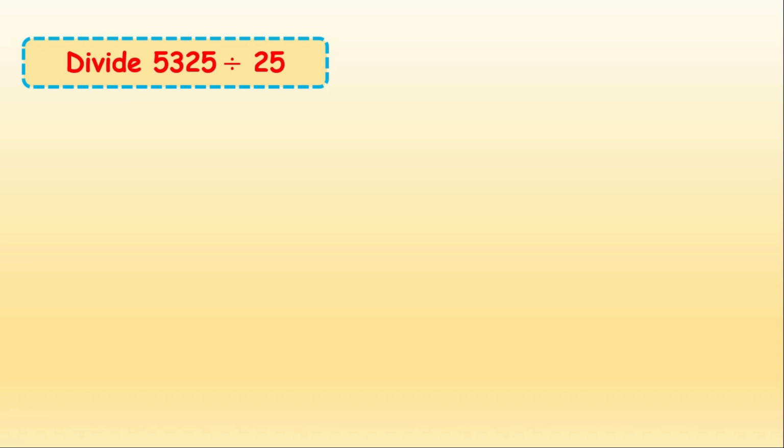Okay? Let's start. Divide 5325 by 25. Okay, let's draw the form like this and write the dividend and divisor. Got it? And the same, write the products of the divisor.